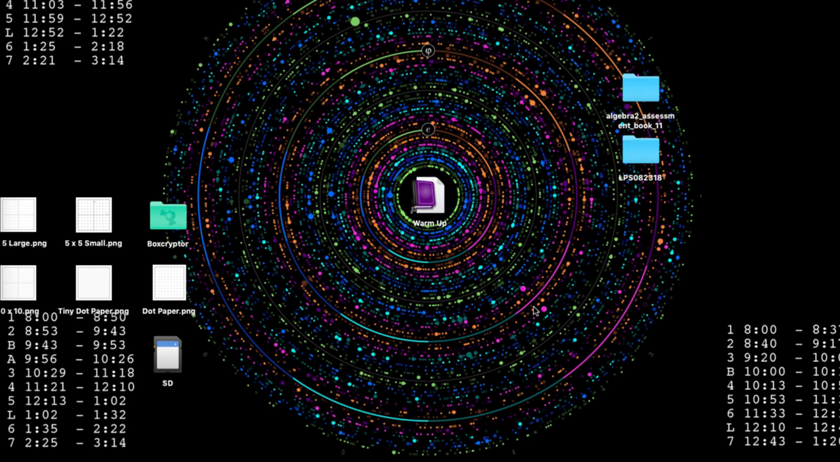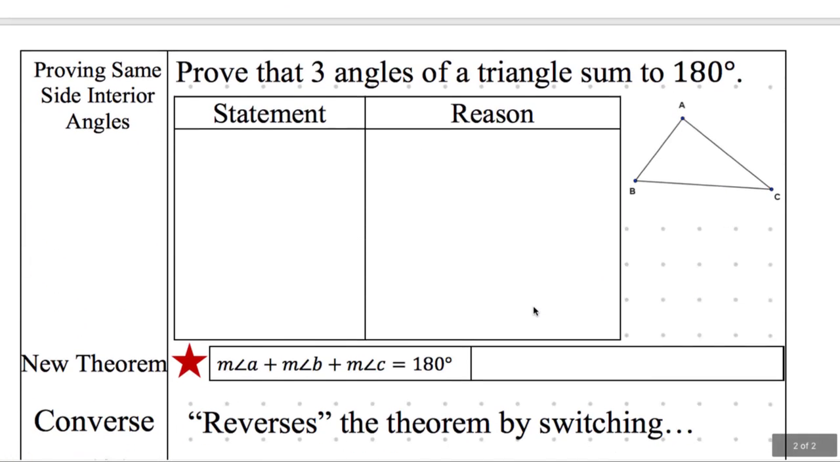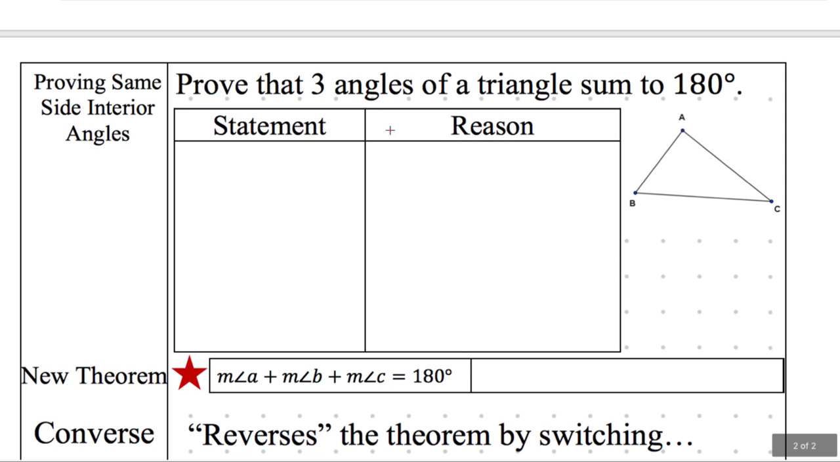We get out of here at 49. We have enough time to do this other proof as well.